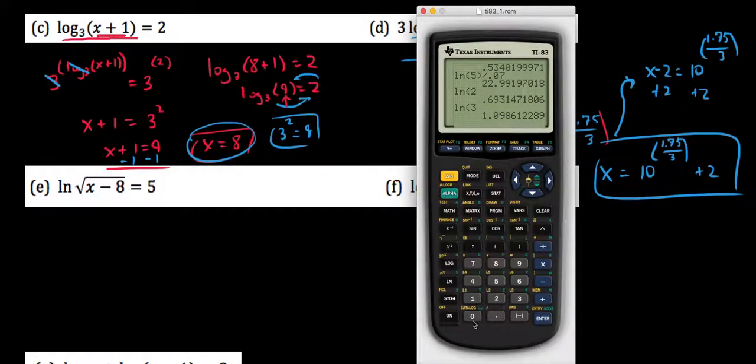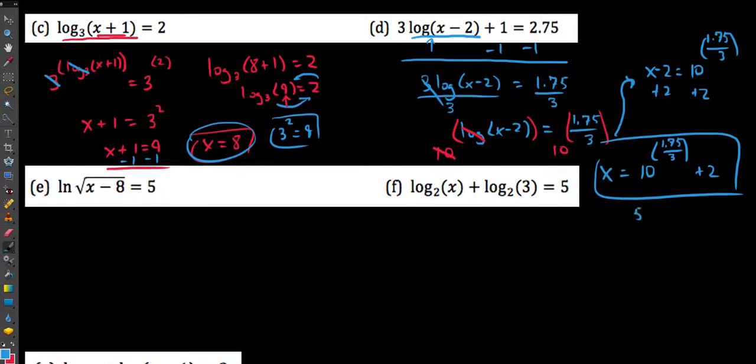So we're going to take a moment to type this one in here. I would have 10 to the power of, now in parentheses, we would have to write 1.75 divided by 3, end parenthesis, and then we're going to take all of this and add 2 to it. So out to 4 non-zero decimal places, we have about 5.8312. 5.8312-ish would be approximately our x value there.